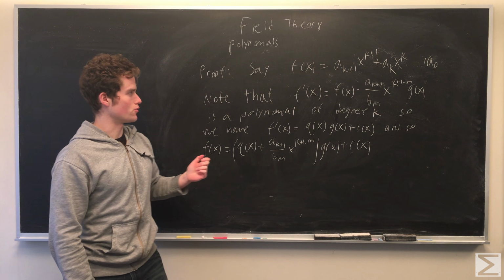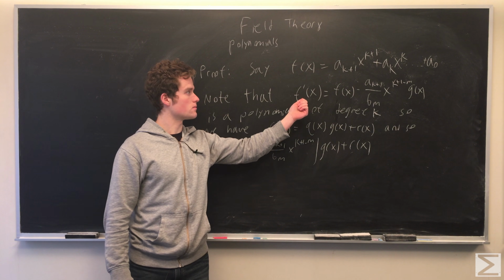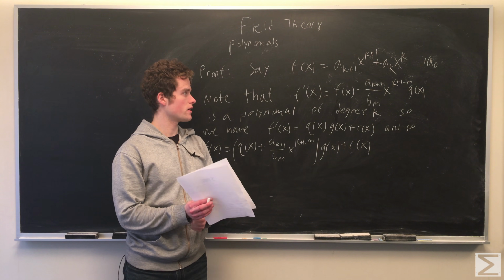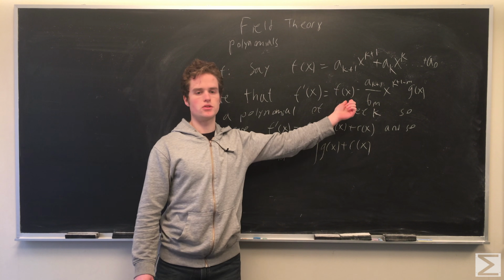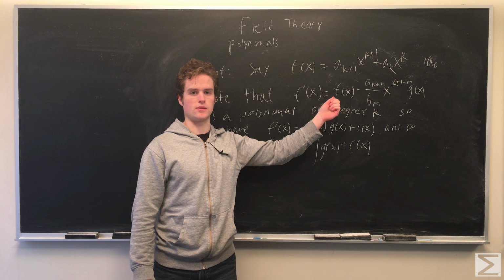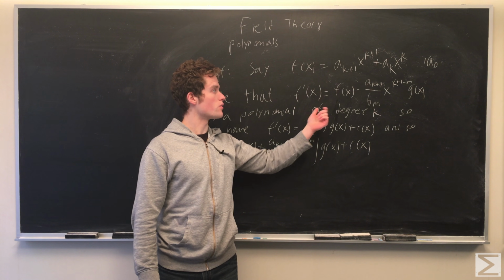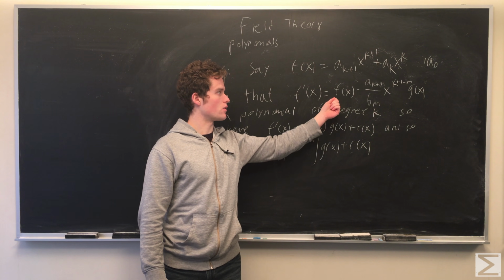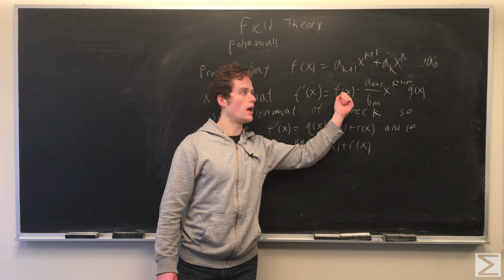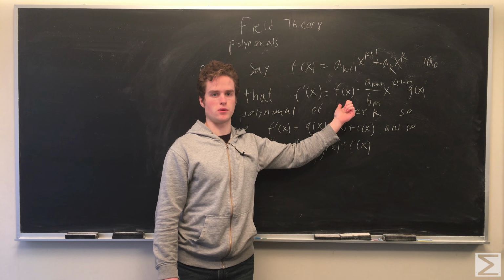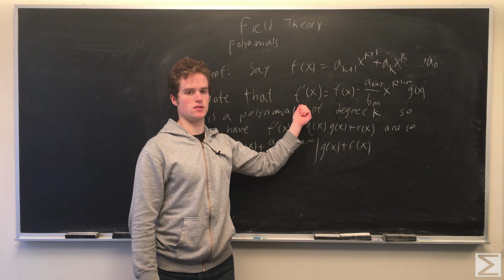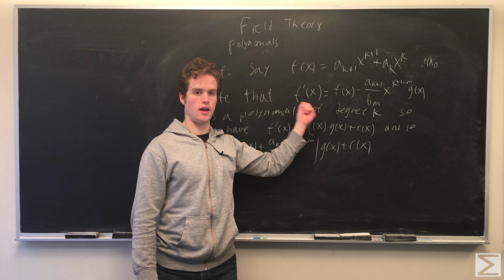We're going to make a new polynomial f'(x) = f(x) - (a_{k+1}/b_m) x^{k+1-m} g(x). So note, g(x) in this case is just b_m x^m + b_{m-1} x^{m-1}, etc. So note the polynomial on the right, the leading coefficient of f(x) and the leading coefficient of this term on the right will both be a_{k+1} x^{k+1}, so they will cancel. So f'(x) is of degree no more than k.